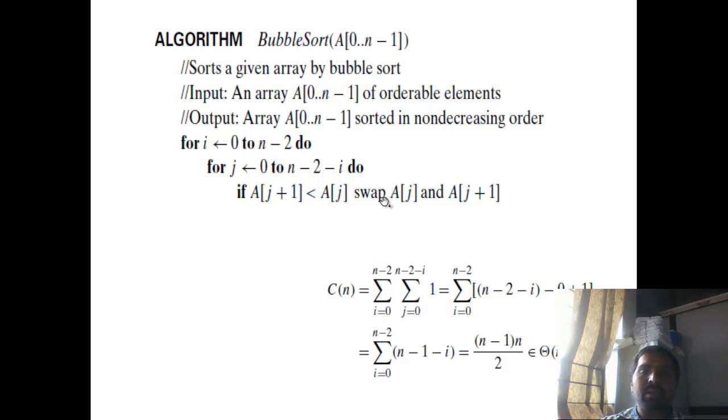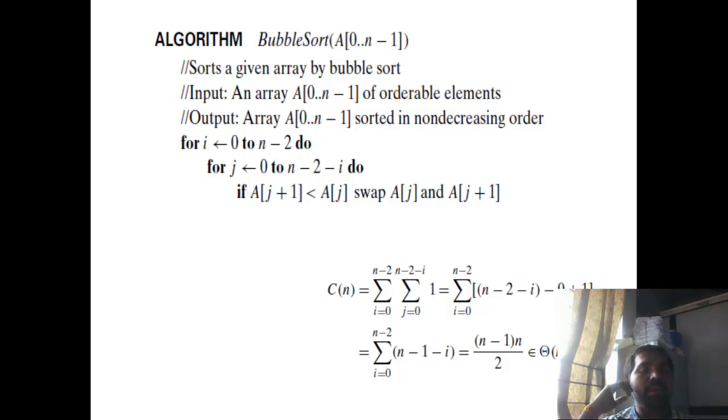Then the number of comparisons, C of n, is sigma i equals 0 to n minus 2, sigma j equals 0 to n minus 2 minus i, and each comparison takes 1 unit of time. So for j equals 0 to n minus 2 minus i, that is n minus 2 minus i minus 0 plus 1 comparisons. Like this, in total it takes theta of n square.